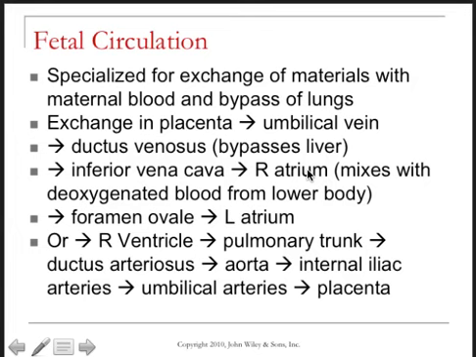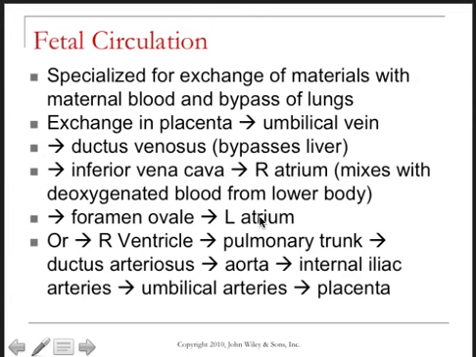And then it enters now the right atrium. And in the right atrium, what we have is a very special structure called the foramen ovale, which is a bypass that allows blood to shunt from the right atrium to the left atrium. As a result now, when the left atrium squeezes, it can send blood into the left ventricle and then into the aorta, and that blood's going to be oxygenated.